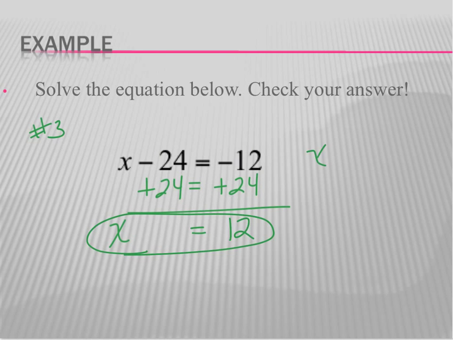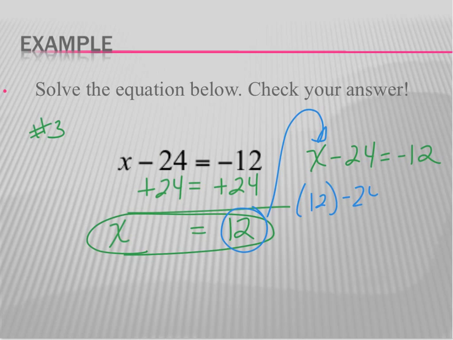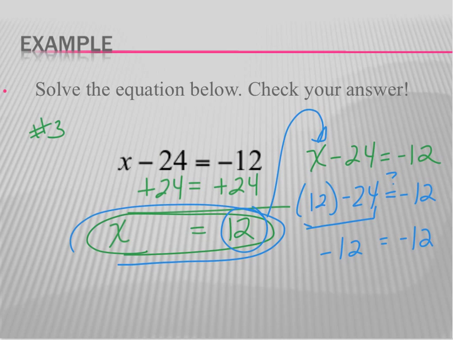Now there's a way of checking our solution. We're going to check our solution by putting the 12 back into the equation to see the answer. So we're going to take this 12 and put it in for the x. So we have 12 minus 24 equals negative 12. Is that a true statement? Well, 12 minus 24, of course, is negative 12. So since negative 12 equals negative 12, we know that x equals 12 is the solution.